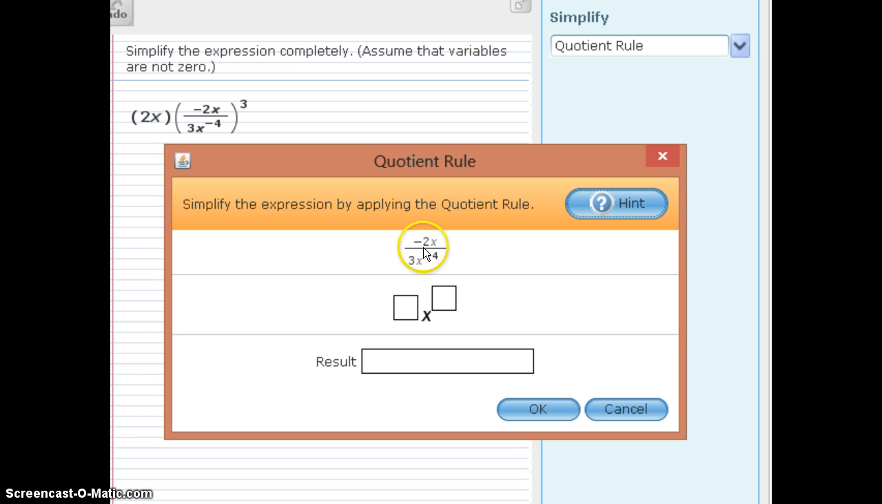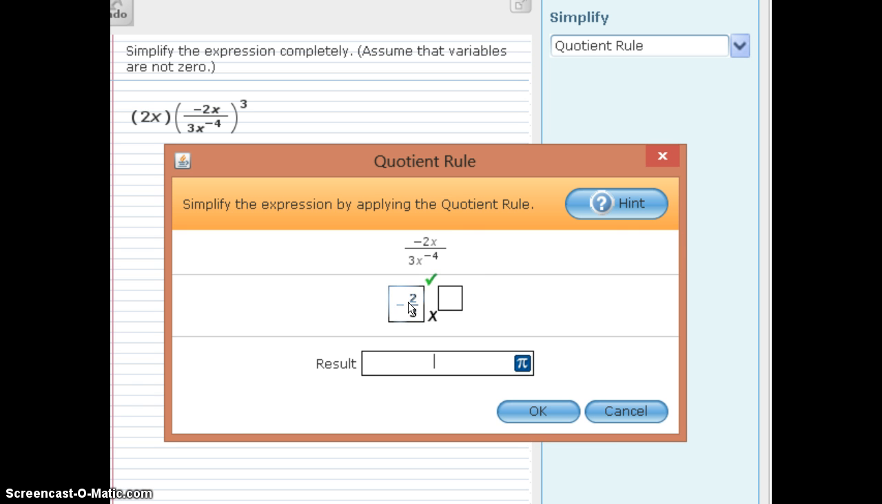The number parts I would do first, -2/3. So I just type in -2/3. Enter, tells me that's right. And then the powers, of course, I'm going to subtract because they're divided. So I have x to the 1, and then x to the -4. 1 minus -4 is the same as 1 plus 4. So that would be 5 there.